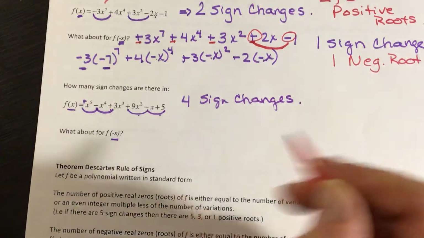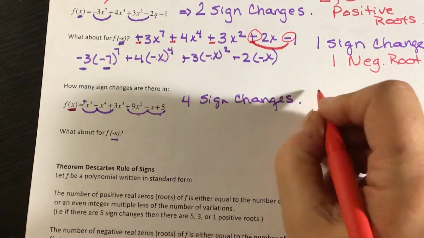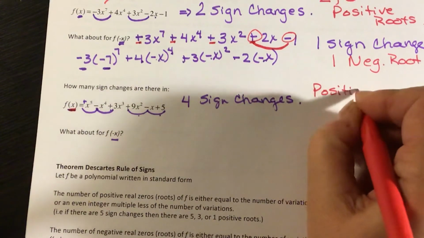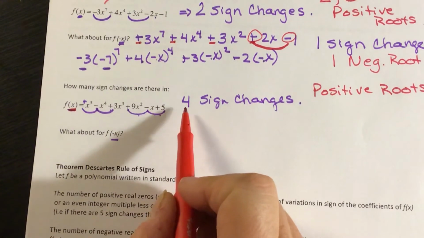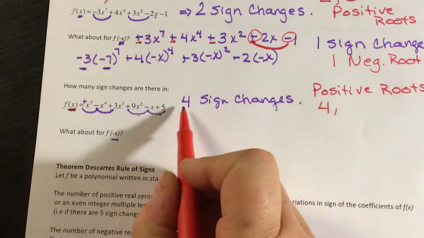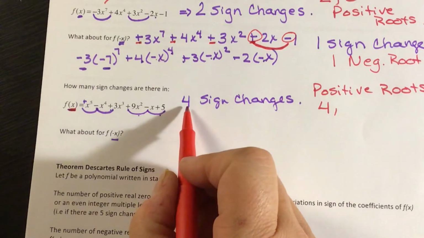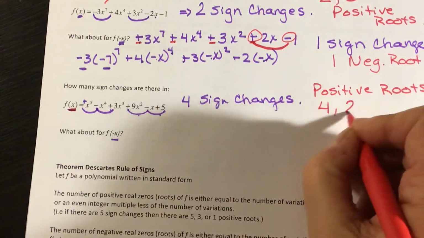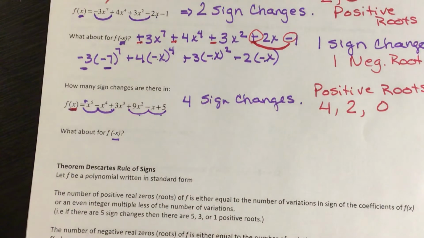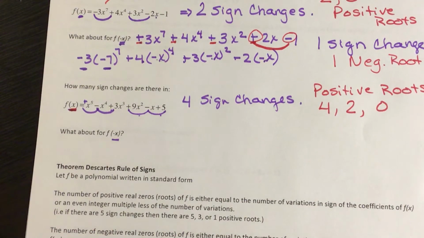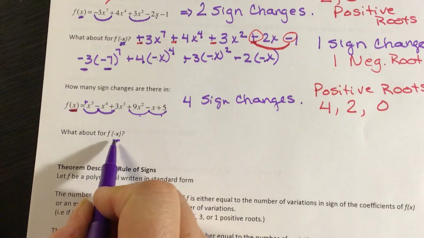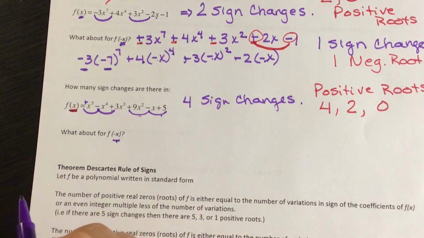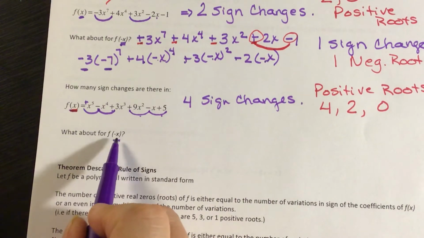Okay, so that means, and this is a positive x, so my positive roots, numbers that are positive, could be 4, or any even number less than that. So it can be 4, or 2, or 0. Okay. And that will click in later on why that works. Now looking for our negative roots. How many negative roots can we have? It's dependent on how many sign changes there are for negative x.